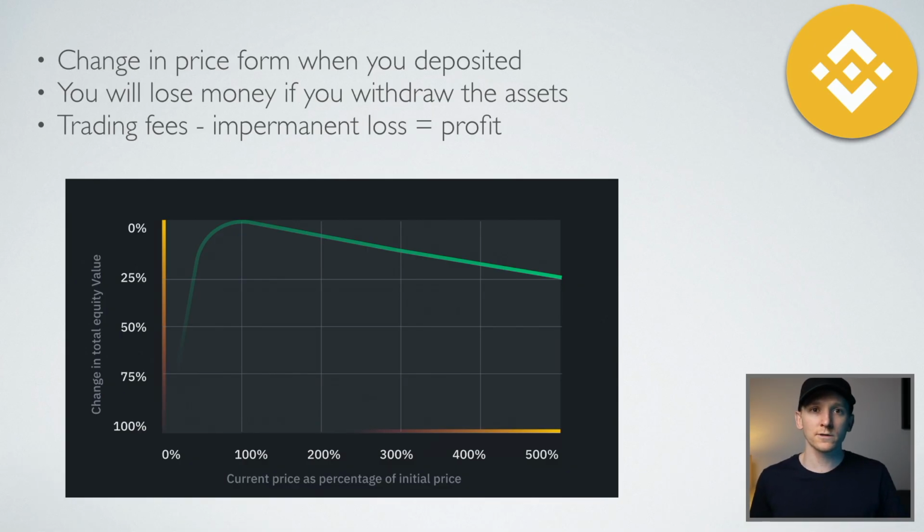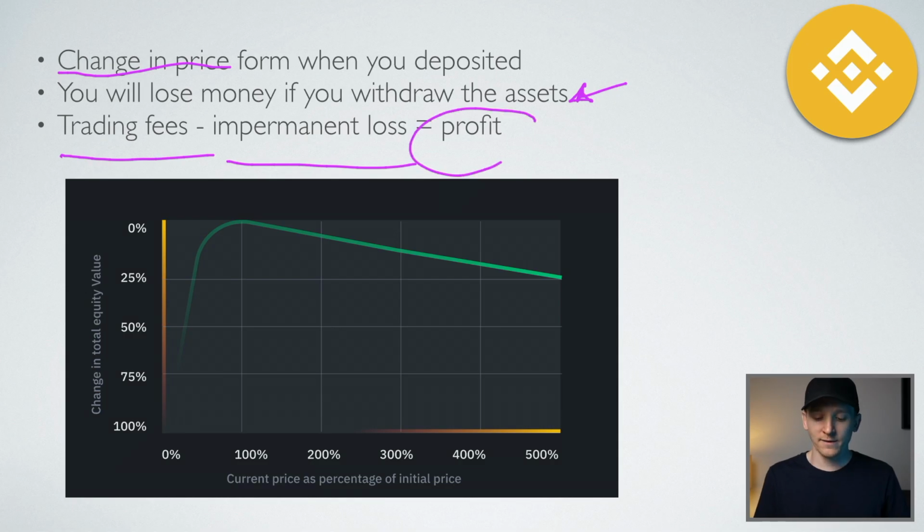It's called impermanent loss. Impermanent loss is something that happens when you invest two high-risk assets into a liquidity pool. The price will change from when you put them in to when you take them out of the pool. And this will therefore suffer something called impermanent loss. You will lose money when you withdraw the assets if the price is different when you take it out to when you put it in. So when we're looking at the total return from a risk asset pool, you have to look at the yield that you get from trading fees minus impermanent loss, and that is the actual profit that you get.